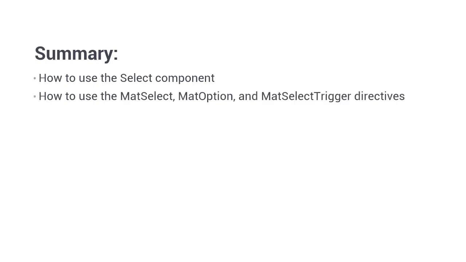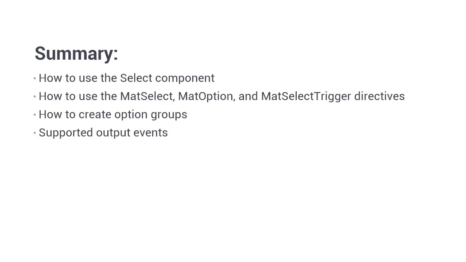So in this lesson we focused on the select component and saw how we can easily implement a beautifully styled and highly configurable custom select box. We learned that we can create a simple select box using the mat-select and mat-option custom elements, and we saw how we can customize the trigger label using the mat-select-trigger element. We also saw how we can organize the different options into groups using a mat-optgroup custom element. Lastly, we saw that we can bind to the selection change output event in order to react to selections being made. Thanks for watching.